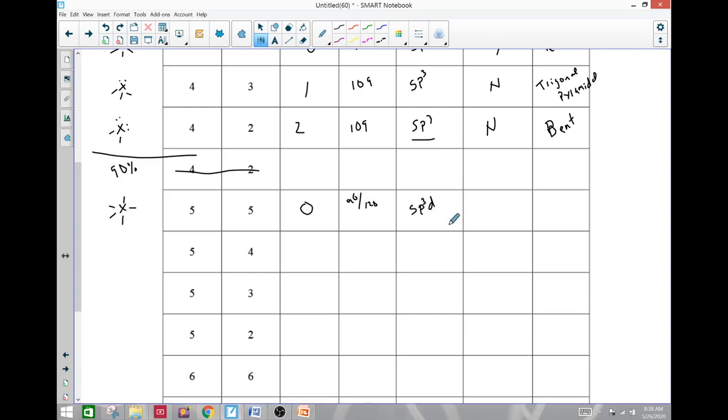SP3D, as we call this. These are the orbitals. We know these. Is it symmetrical? Well, are there any unbonded pairs? No. So yes, it's symmetrical. We call this trigonal bipyramidal.